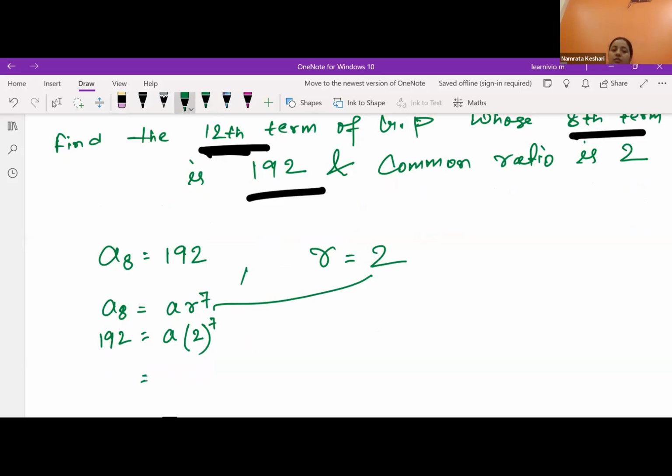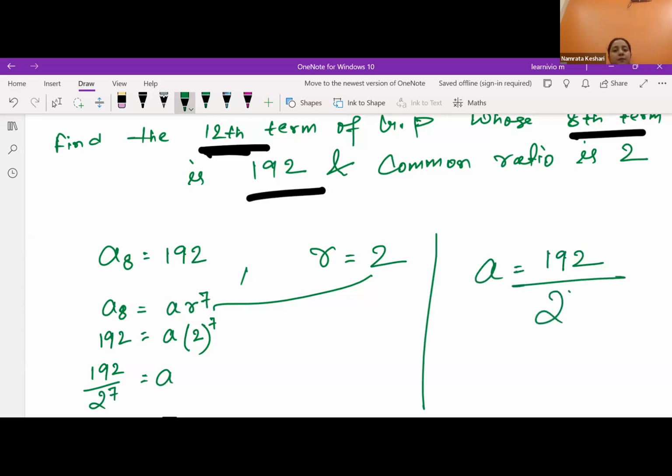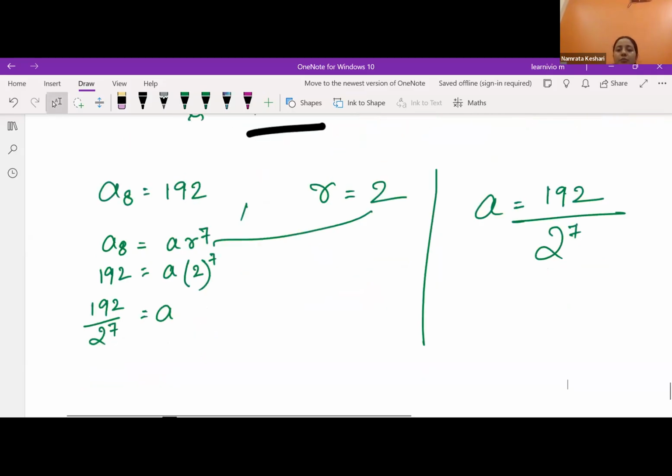How? Just this 2 to the power 7 will go in the denominator of 192 like this. The question is expecting you to do a little bit of simplification, whatever is possible over here. So you will be doing A is equal to 192 by 2 to the power 7 like this. Now you can factorize 192 to check how many 2's are there. That will be the better way to deal with it rather than multiplying 2 into 2 into 2 into 2 in the denominator and then thinking how to do the cancellation.